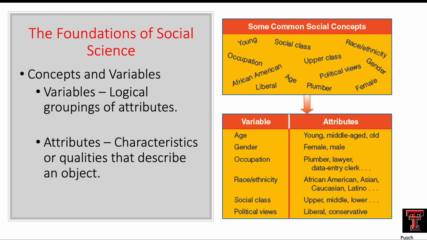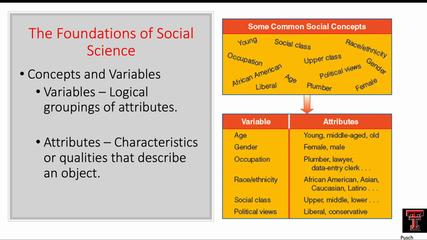Okay, another thing that is very important are concepts and variables. So variables are something that we use in our quantitative research, and a variable is a measurement, which is a logical grouping of attributes. So some of the very common variables that we might use in social research are age, gender, race, crime rates, depression, anything that can be measured with a logical grouping of attributes.